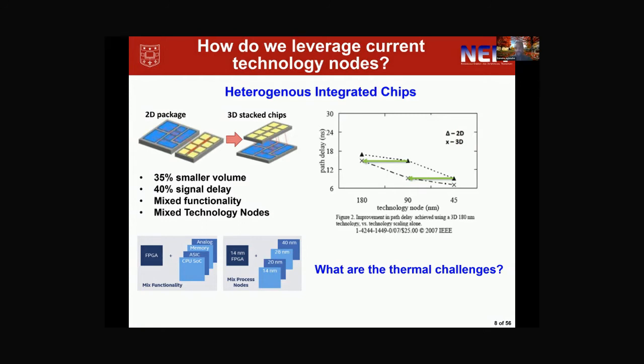So for example, on the right-hand side, we can see that a 90 nanometer technology node in a 2D package performs the same as a 180 nanometer technology node in a 3D stack chip. And similarly, a 45 nanometer technology node in 2D performs like a 90 nanometer technology node for a 3D stack chip. And so then the question is, what are some of the thermal challenges of these heterogeneous integrated chips?